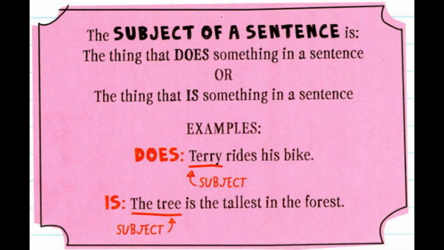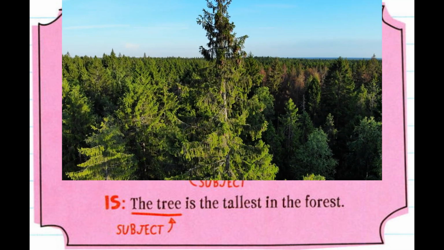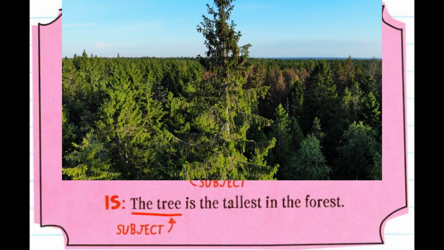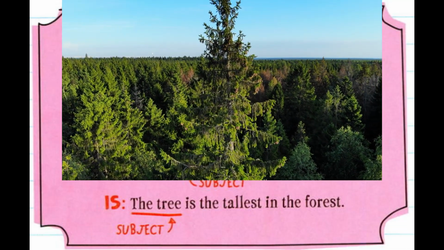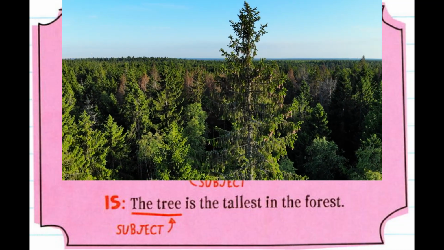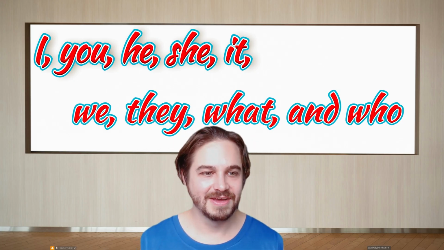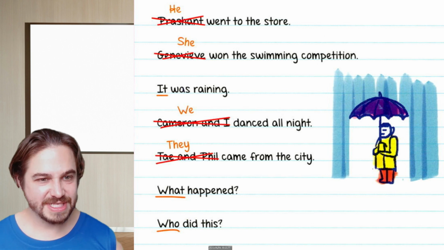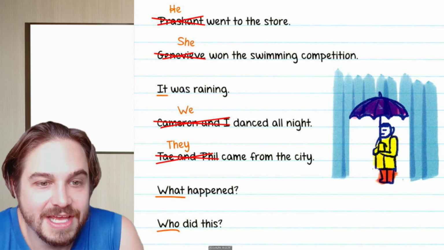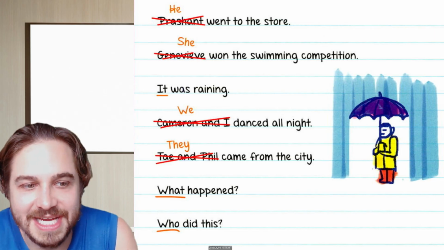The tree is the tallest in the forest. The tree is the thing the sentence is about, so the tree is the subject. And if we were to replace this with a subjective pronoun, we would use it, because a tree is a thing. The most common subjective pronouns are I, you, he, she, it, we, they, what, and who. In our examples here, you can take a look and see that if you cross out the names or places, you can replace them with these subjective pronouns.